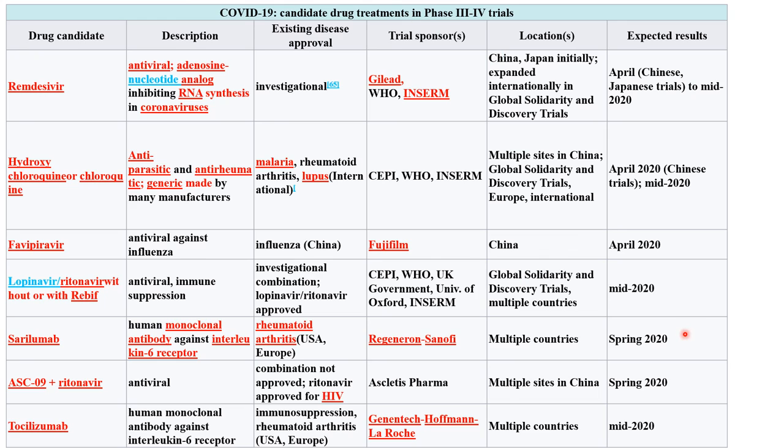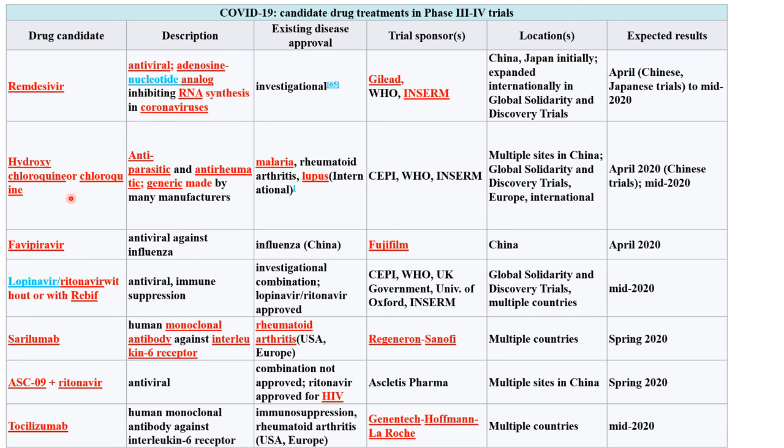What you see in this slide is a table which I got from Wikipedia, and it shows COVID-19 candidate drug treatments in phase 3 and phase 4 trials. Here are the candidate drugs. This is remdesivir. As I mentioned previously, its mode of action is as an antiviral adenosine nucleotide analog, inhibiting RNA synthesis of the coronavirus. Then here are the trial sponsors, WHO and the company Gilead and Inserm, the locations, China and Japan, and the expected results for this clinical trial will be in April, in the Chinese and Japanese trials.